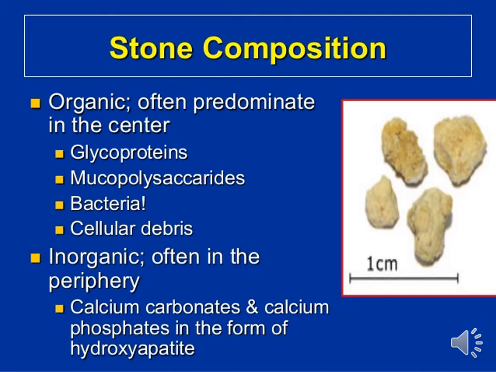The composition of stones. We have two compositions, organic or inorganic. The organic often predominates in the center of the stone. That's glycoprotein, mucopolysaccharide, bacteria, and cellular debris. Inorganic is often in the periphery. That's calcium carbonate and calcium phosphate in the form of hydroxyapatite.